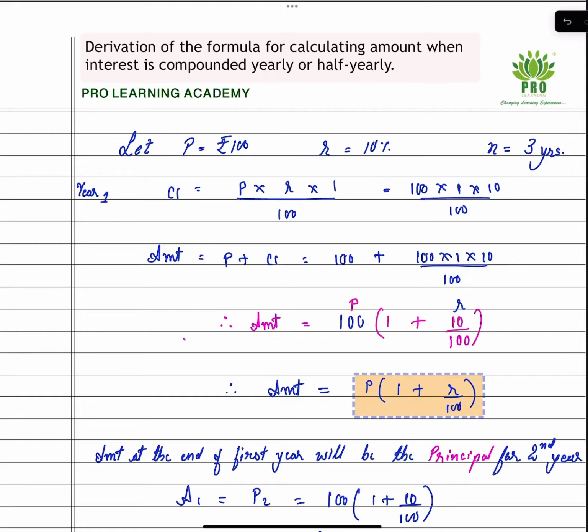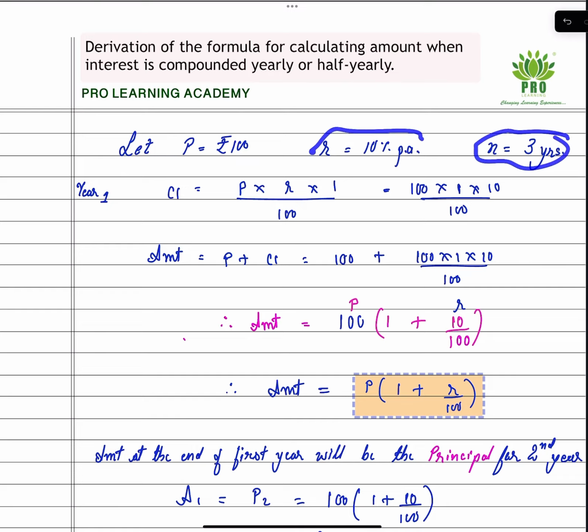Welcome back. Here we are going to be deriving the formula for calculating amount when interest is compounded yearly or half yearly. So we'll talk about yearly first. Let's consider our principal to be rupees 100. Our rate of interest is 10% per annum. And the time period that we want to consider is 3 years.